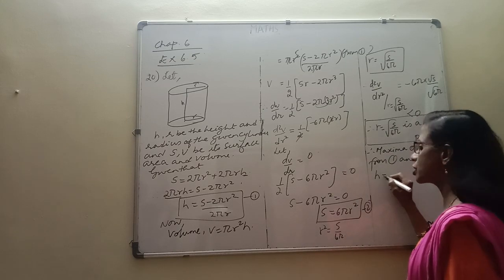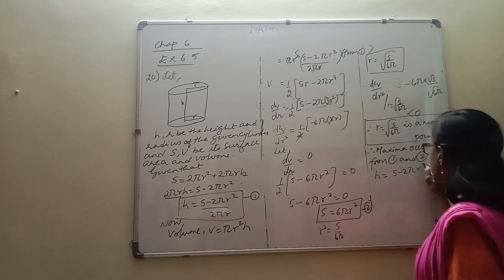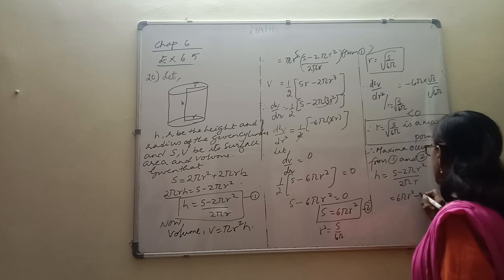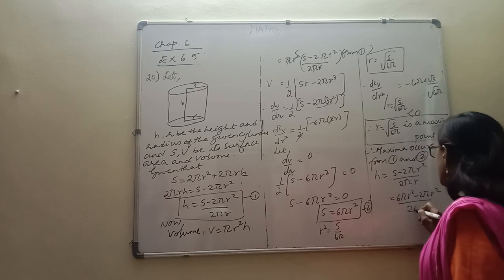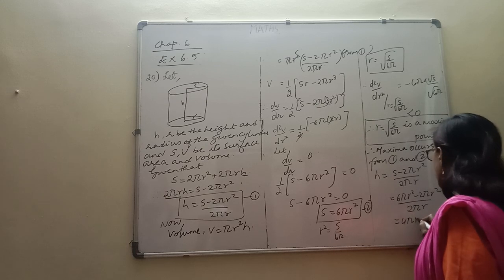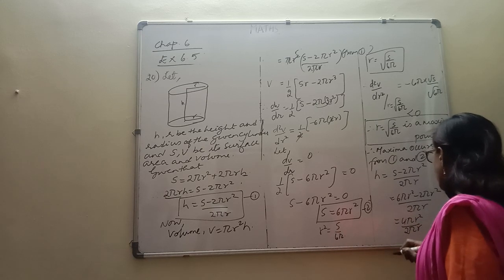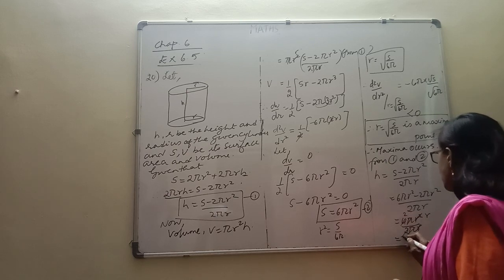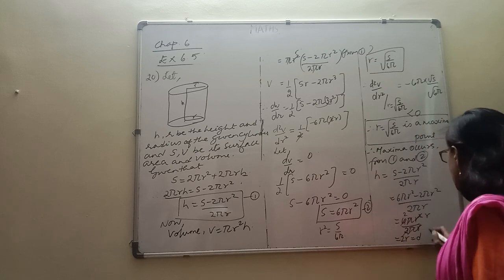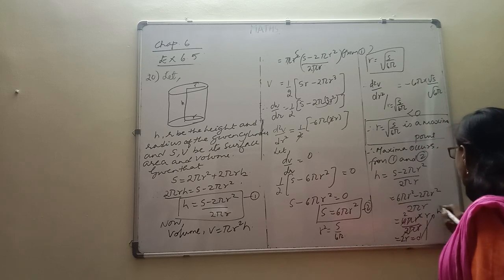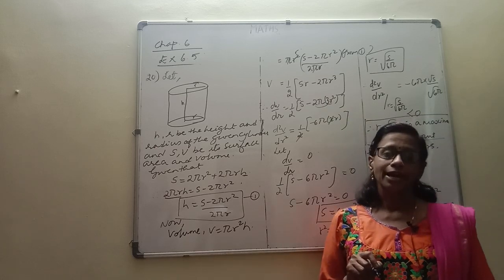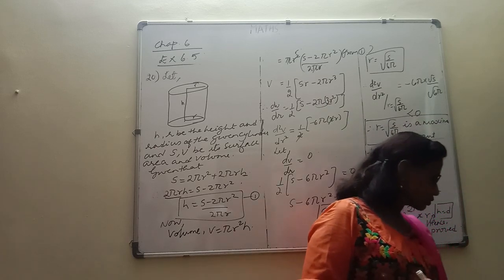In 1, they say that h is equal to s minus 2 pi r squared over 2 pi r. Now we know that s is 6 pi r squared. So let's substitute 6 pi r squared minus 2 pi r squared over 2 pi r. So that makes it 4 pi r squared over 2 pi r. Pi cancels, r can cancel, 2r, and we know that 2r is always d. So therefore h equal to d. Hence proved. Now they have said show that the height is equal to the diameter. So that's how we are able to show this.